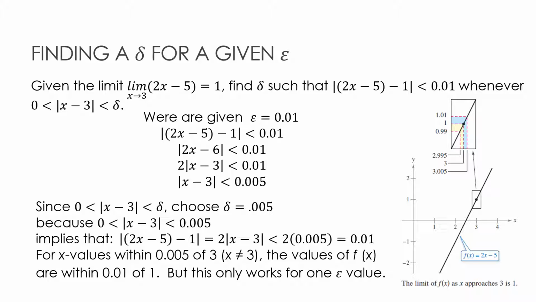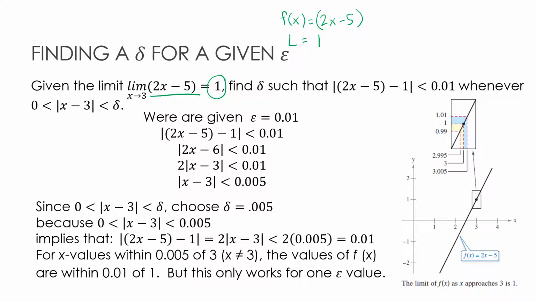So let's take a look at how we'll actually use this. We are given the limit as x approaches 3 of 2x minus 5 is equal to 1. So again, just so we're clear before we get cracking on this, that means our f of x is 2x minus 5, and our limit is 1. And I got that from right here.